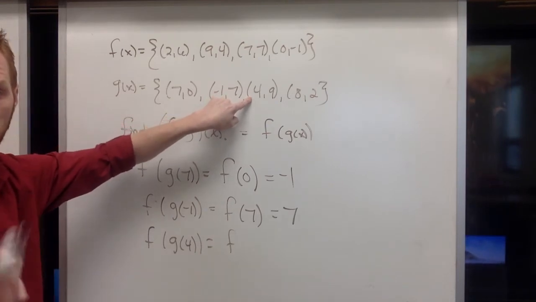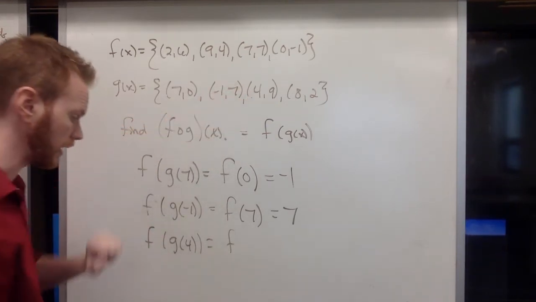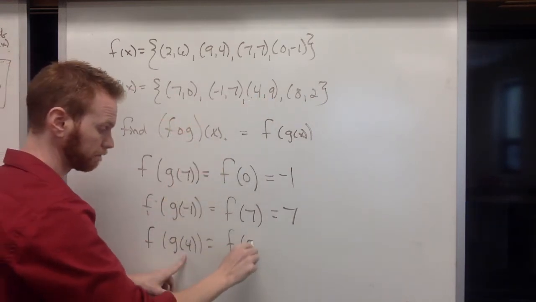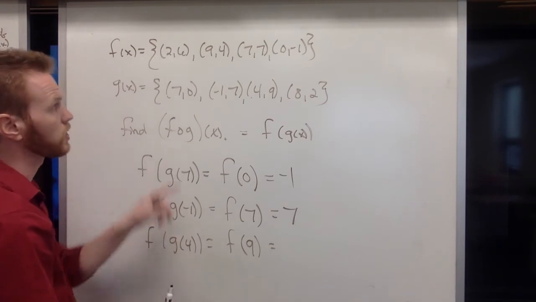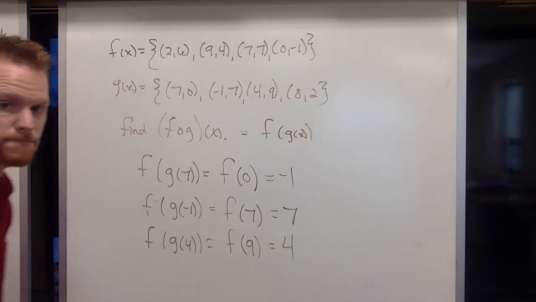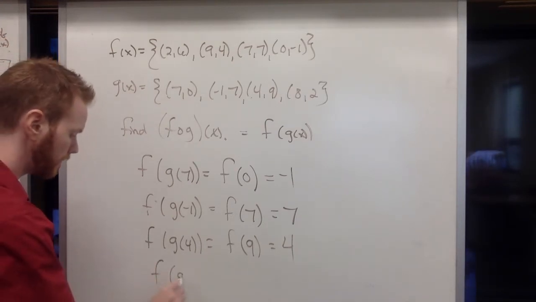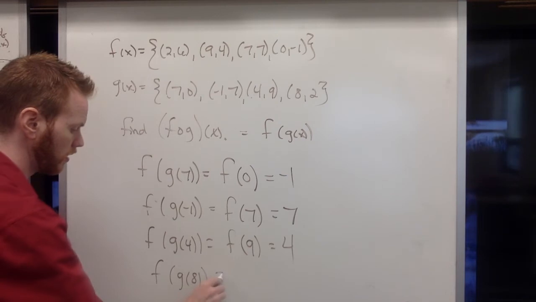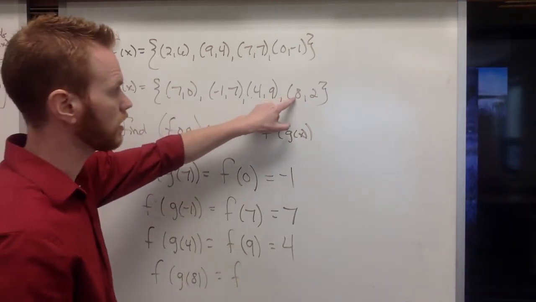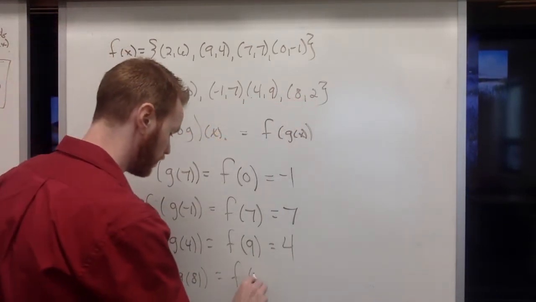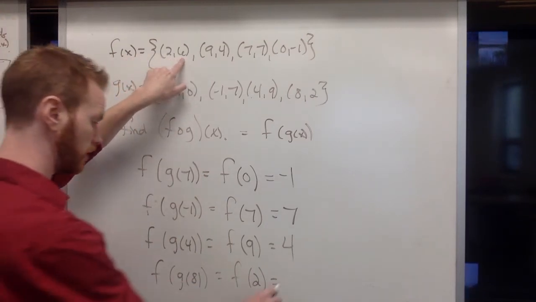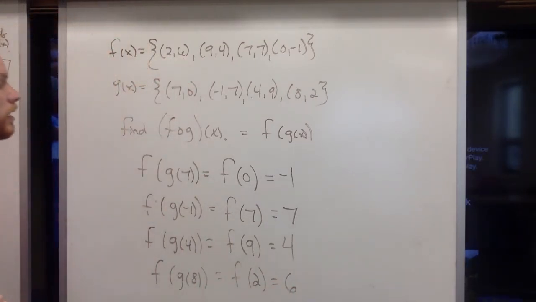And I highly encourage you to pause the video to do the last two, see if you get the right answers. If I plug 4 in, my output for g is 9. Now let's go to function f. If I plug 9 in, I get 4 for that guy. And the final value, okay, I'm going to plug 8 into function g. So here's 8. If I plug it in, the output's 2. And if I plug 2 into f of x, my output's going to be 6 for that guy.